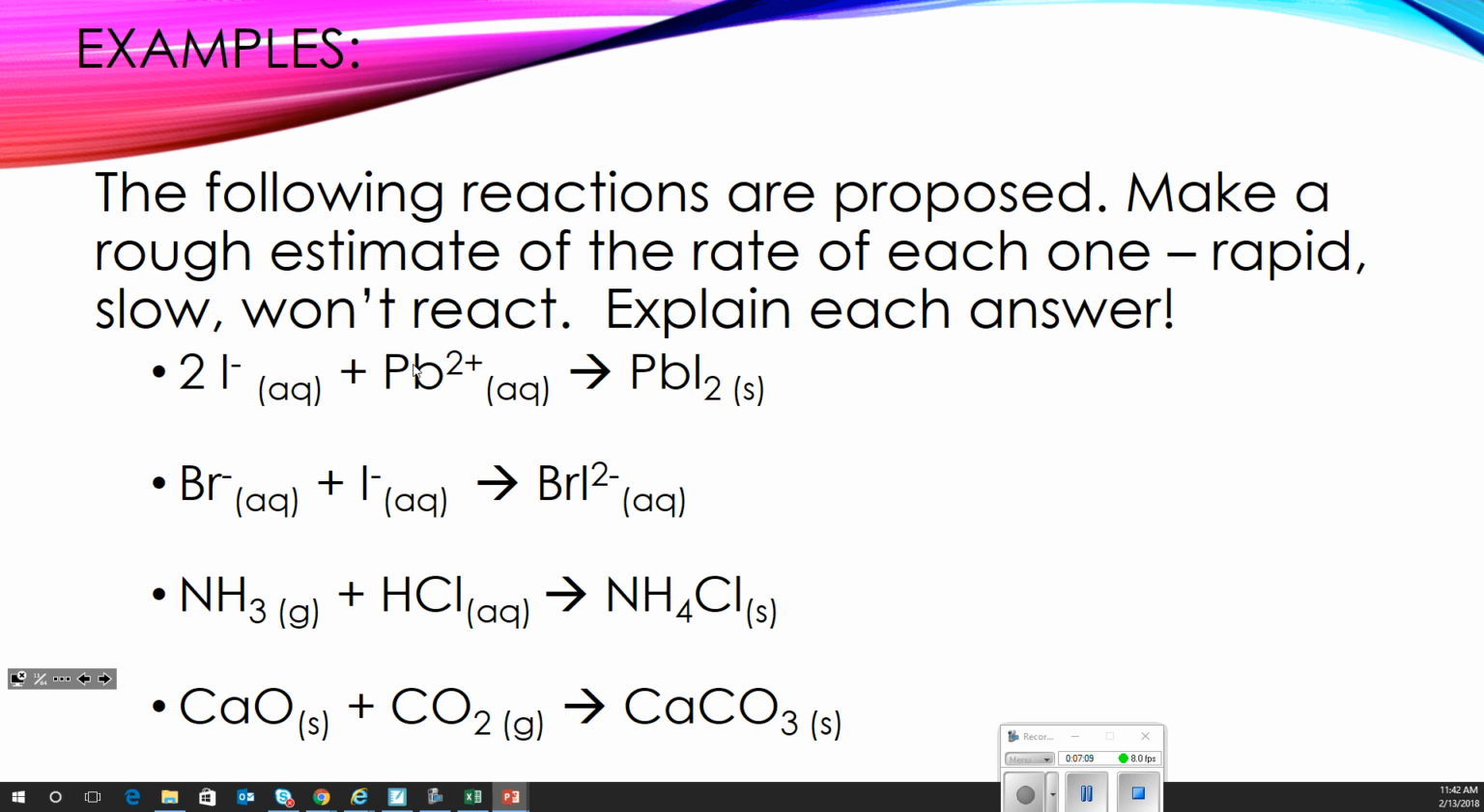Okay, this one down here, calcium oxide and carbon dioxide giving us calcium carbonate, which is lime. So I've got a white solid that I'm putting carbon dioxide on, and it's making another solid. Is it going to be fast, slow, really slow? Won't happen? What do you think? Give me a guess. It's really slow. Okay, it's really slow. I've got a solid and I'm trying to put a gas through a solid. The only thing that's going to react is the outer shell of that.